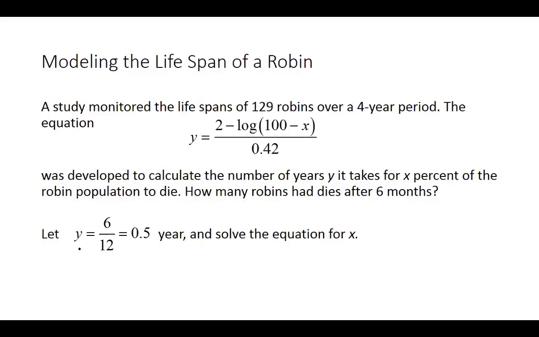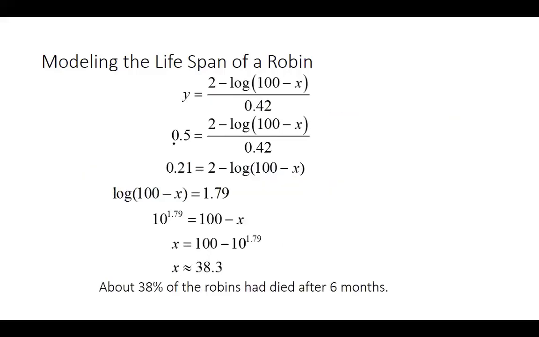So the first thing we want to do is let y be equal to 6 months. So it would be 6 divided by 12, which is 0.5 years. And basically we need to solve the equation when y is equal to 0.5. So let's write that down. So y, 0.5, is equal to this. So basically we're asked to solve for x here. I can isolate x by cross multiplying this. First of all, 0.5 times 0.42, that gives me 0.21. If I cross multiply this, it's a proportion.